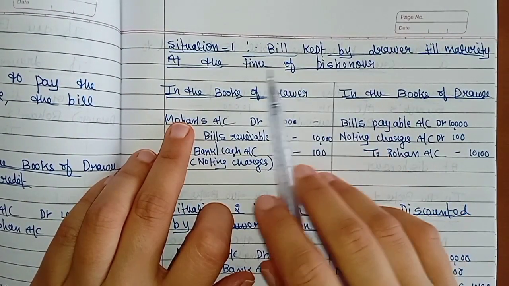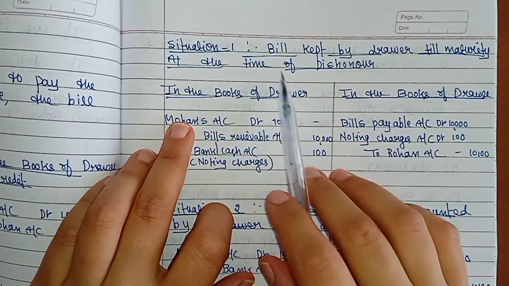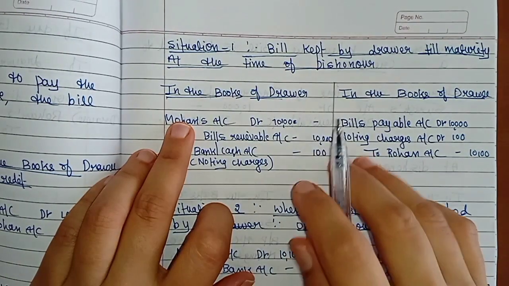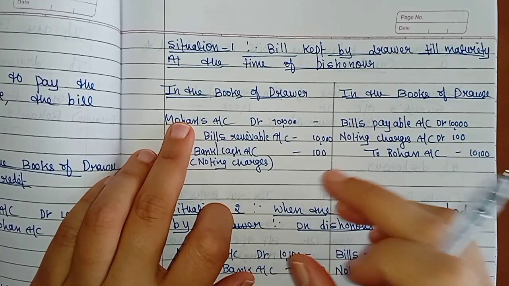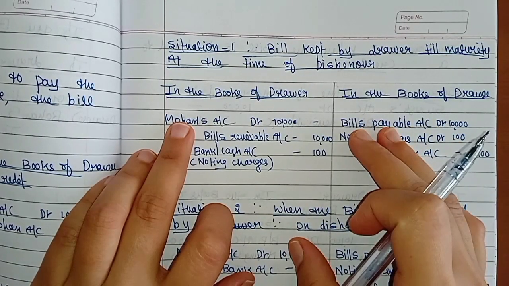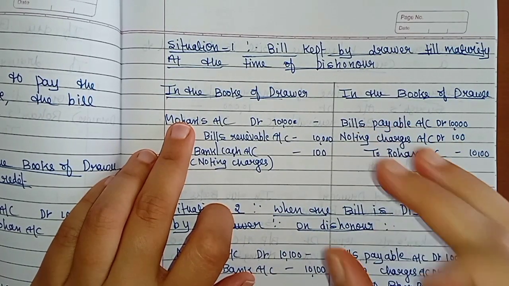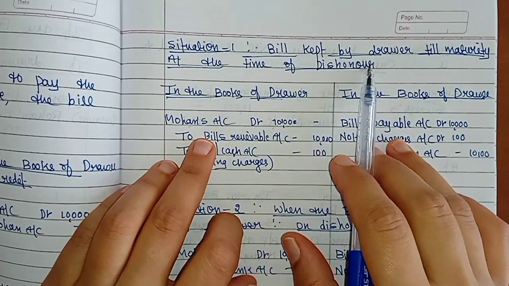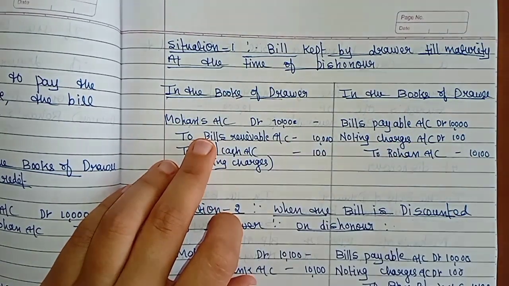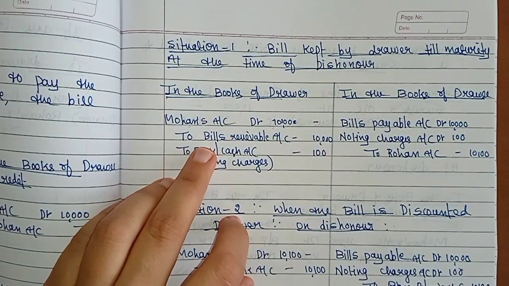In this case, it means at the time of dishonor, the bill was kept by the drawer till maturity, but the drawee, Mohan, fails to pay the bill amount. So in that case, what are the journal entries we need to pass? See, at the time of dishonor, in the books of drawer.